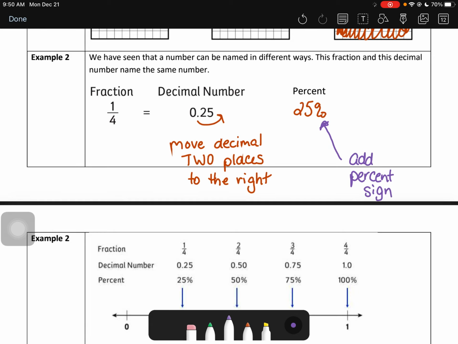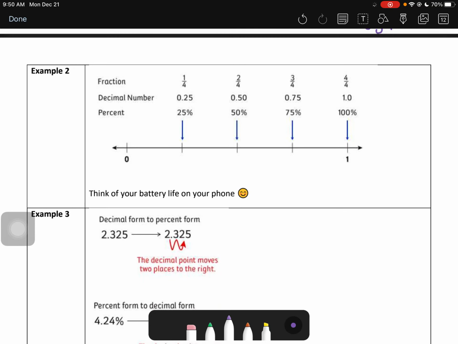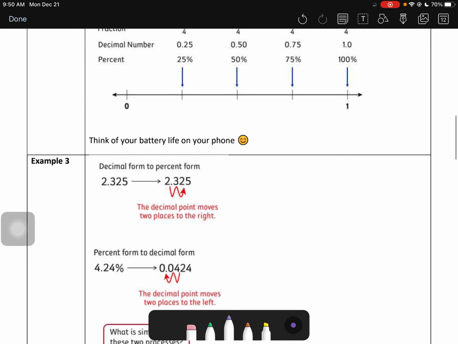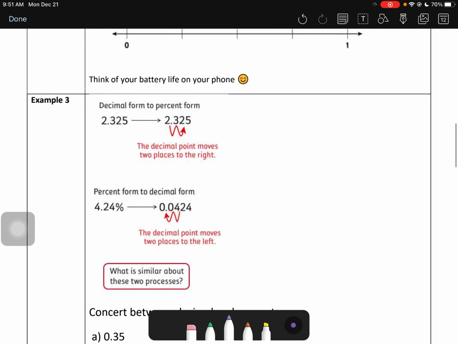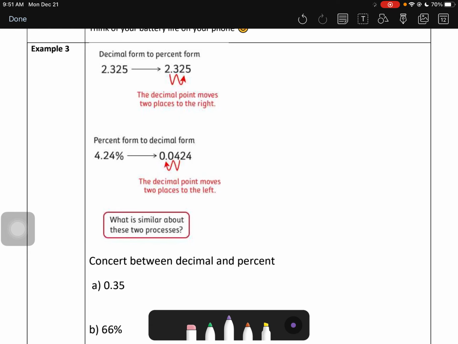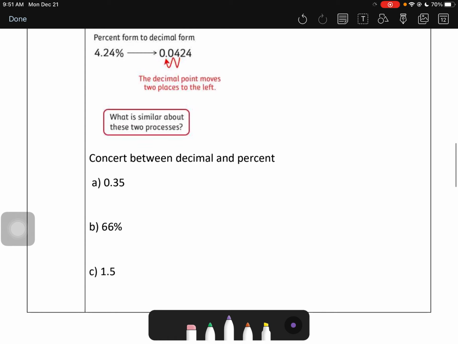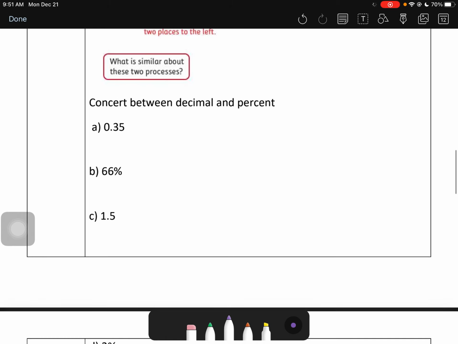So when we are working with our decimals, we're talking about percents, which are the same thing as decimals or fractions. 25%, 50%, 75%, and 100%. Think of the battery life on your phone, which many of us use now. Again, to change a decimal to a percent, we have to move the decimal 2 places to the right. For a percent to go to a decimal, we go backwards and we move the decimal 2 places to the left.